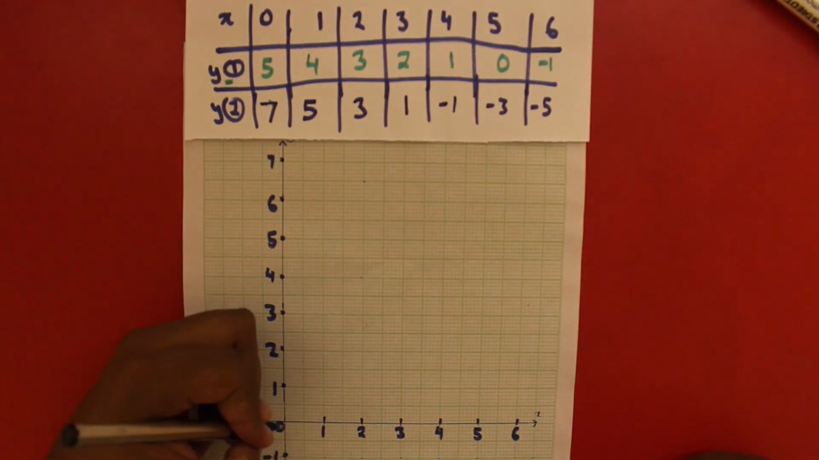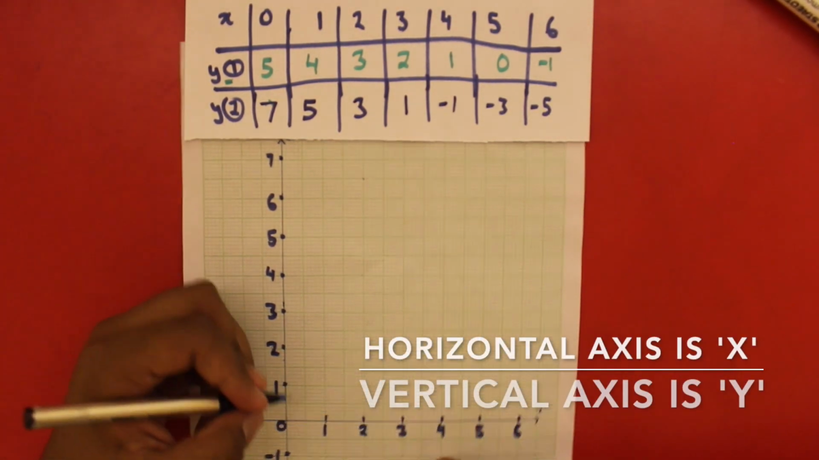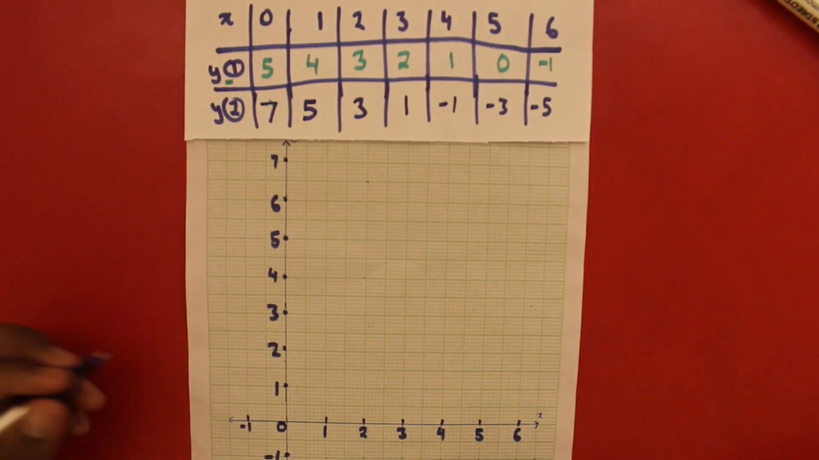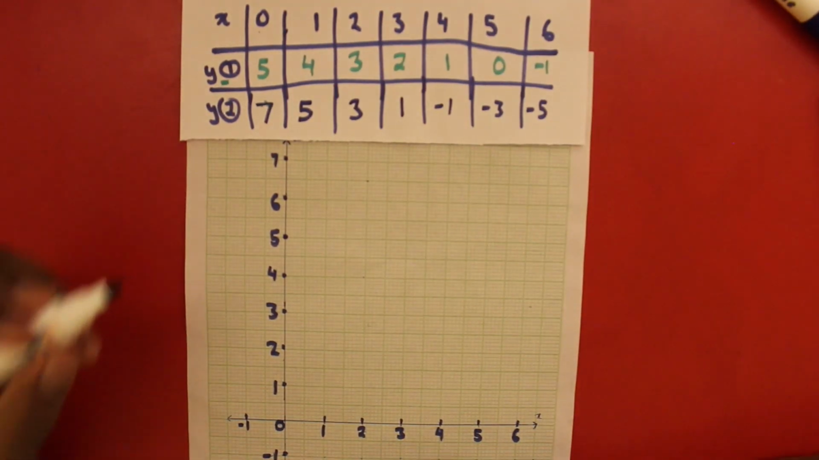So now we have the grid, the table of values, and the graph. So in this graph, every distance of 2 boxes represents 1 unit. So 1, 2, 3, 4. That's how I've drawn the graph. So now let's start plotting the graph.